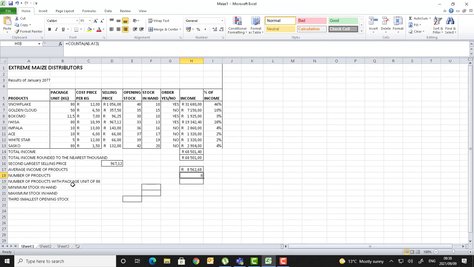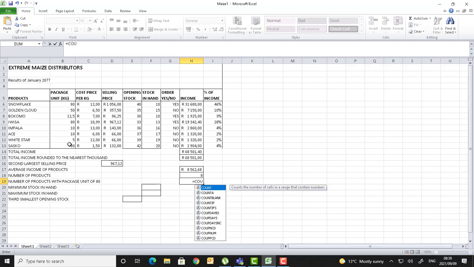Number of products with package unit of 80. They say use the COUNTIF, it's another hint. So number of products with package unit of 80. So here, package unit, we have them there. So we need to know which ones are packaged to be 80 inside. So we are going to say equals to COUNTIF, all of them here.